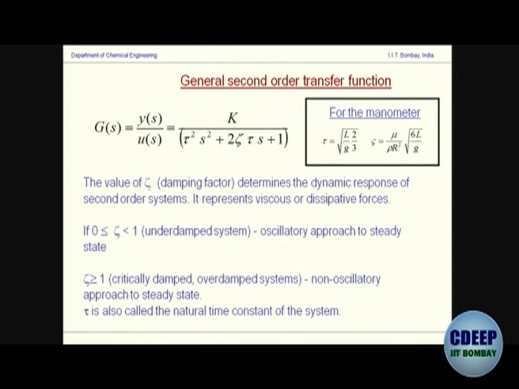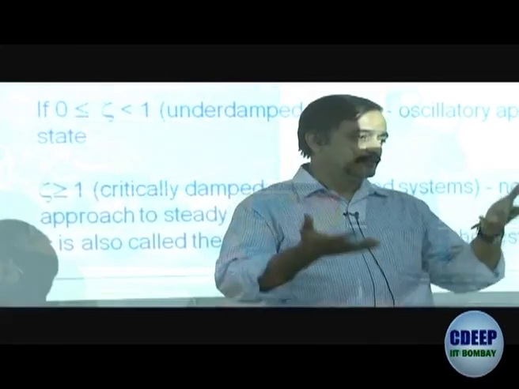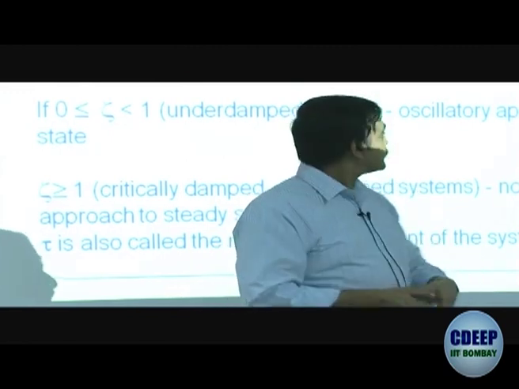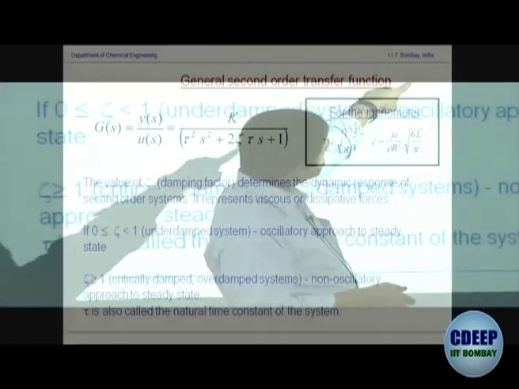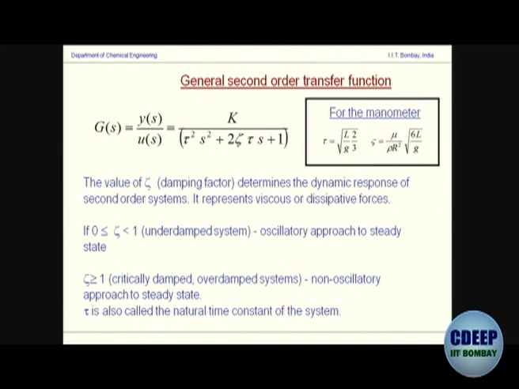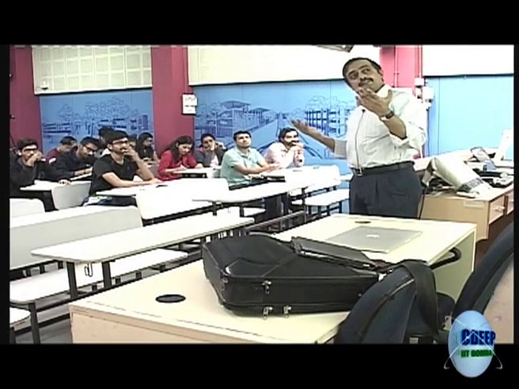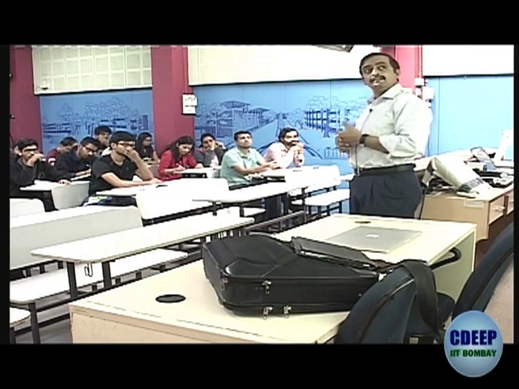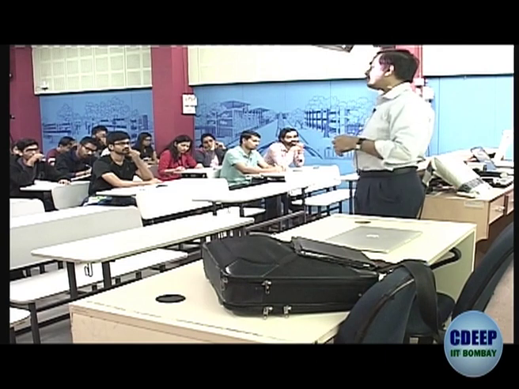So, if zeta is less than 1, the chances are that the two inherent holdups in the system are linked in such a way that they exchange energy, and so there is an oscillatory behavior. For example, here, what is zeta? Zeta is mu over rho r square times 6 L by G. What is the design parameter there? The design parameters are in fact the nature of the fluid, viscosity and density. It also depends on R, L and G.